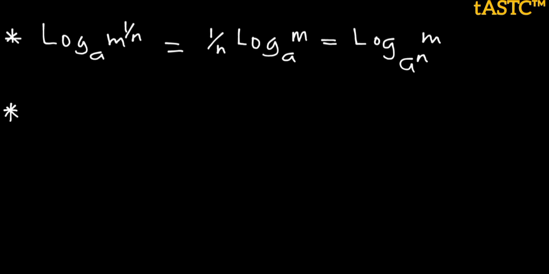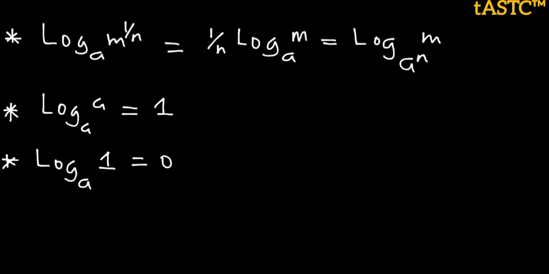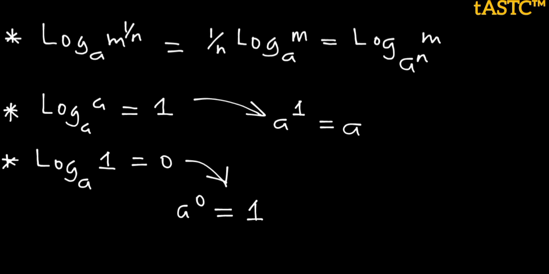Now here is another one. If you have log to the base a of a, the answer will be equal to 1. And if you had log to the base a of 1, that will be equal to 0. Because if we change this into its initial form, that will clearly be correct. a to the 0th power will be equal to 1, and a to the 1 will be equal to a. So this is this and this is this, and they are actually correct. So we're on track.